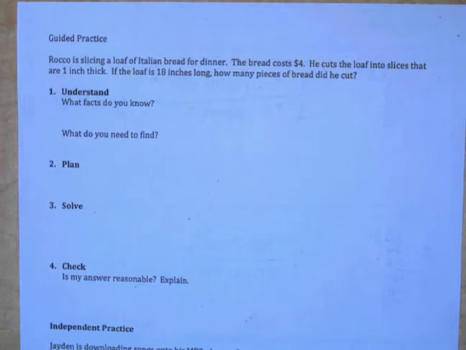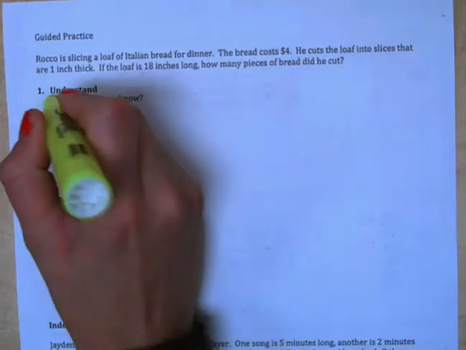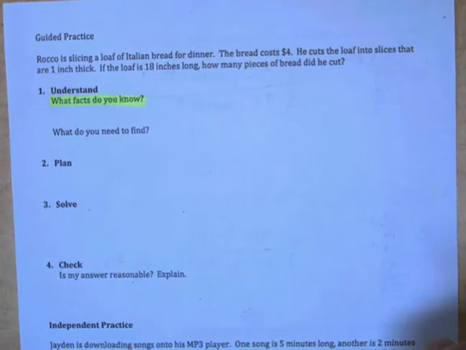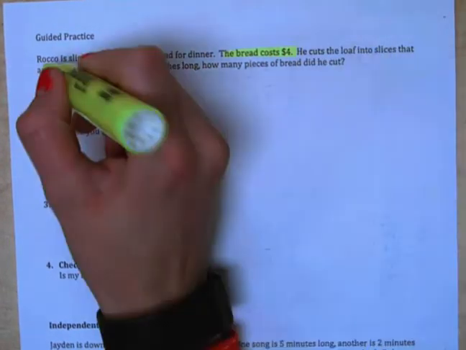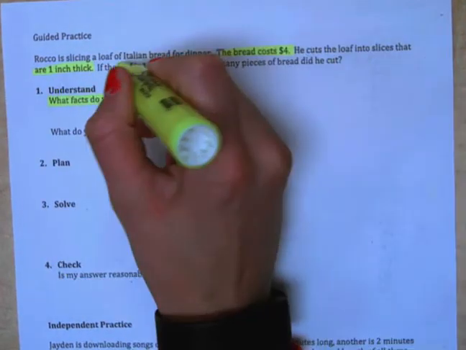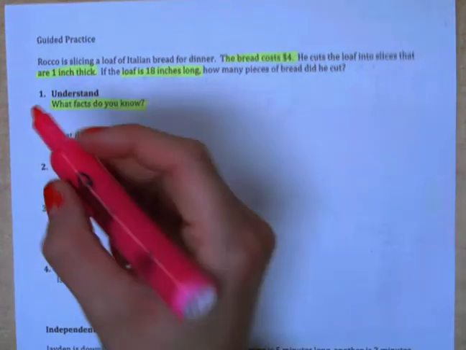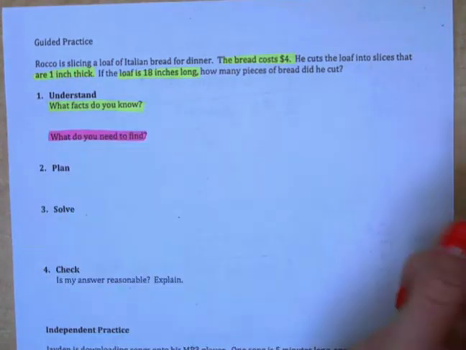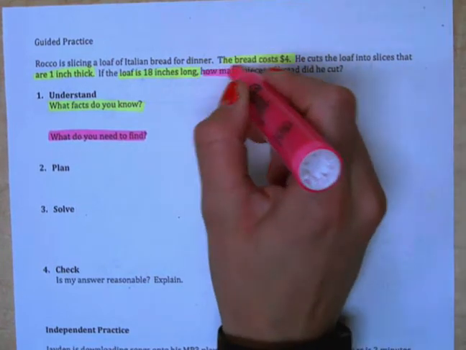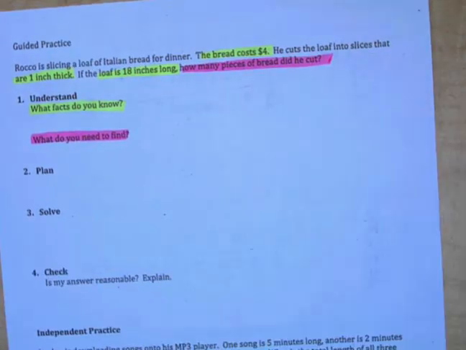So first, what facts do you know? I'm going to highlight these in yellow. We know that the bread costs $4. He cut the loaf into slices that are 1 inch thick, and the loaf is 18 inches long. What do we need to know? I'm going to highlight that in pink. And that is, how many pieces did he cut?